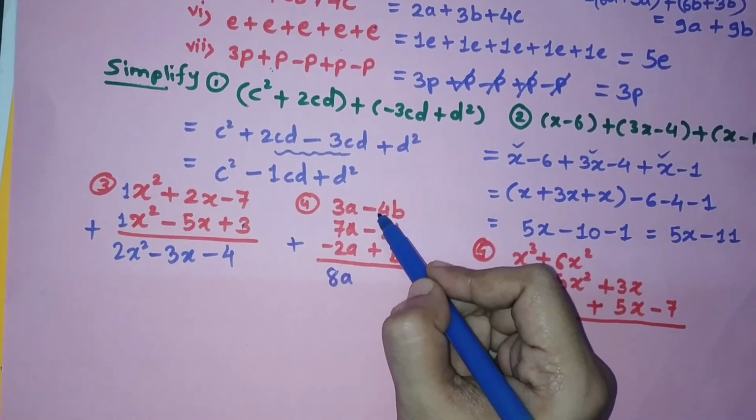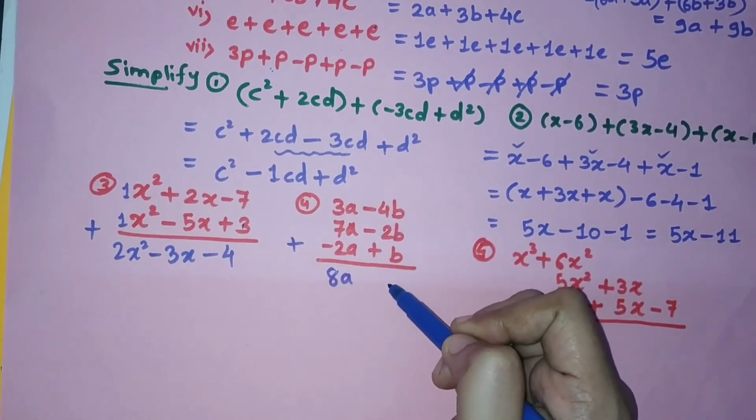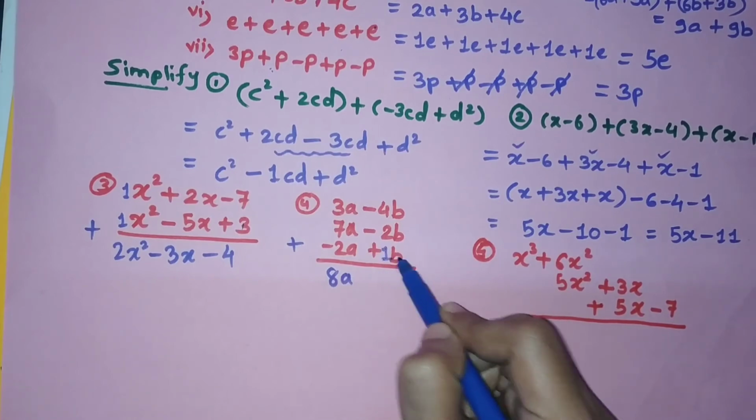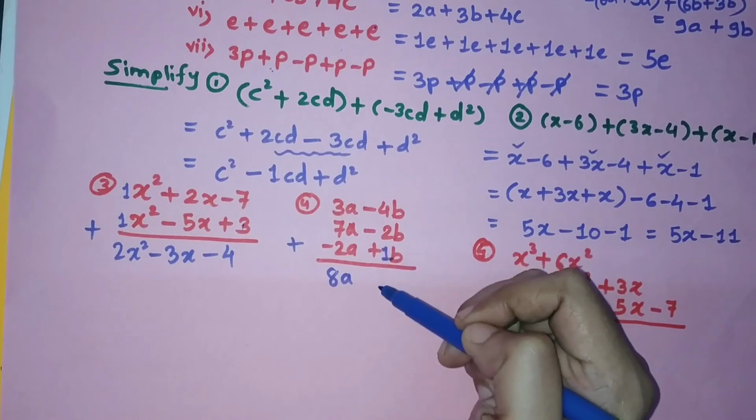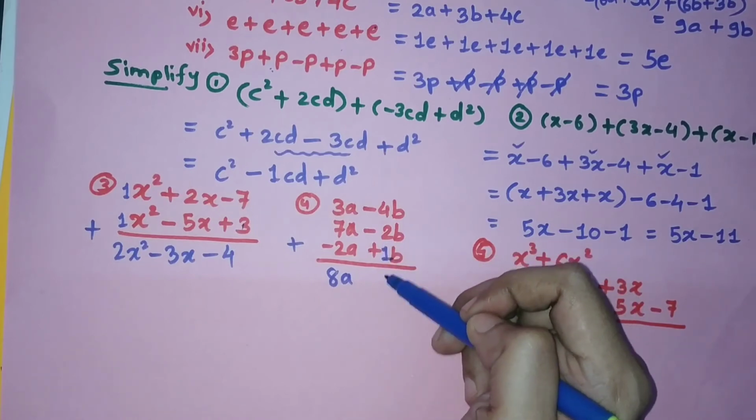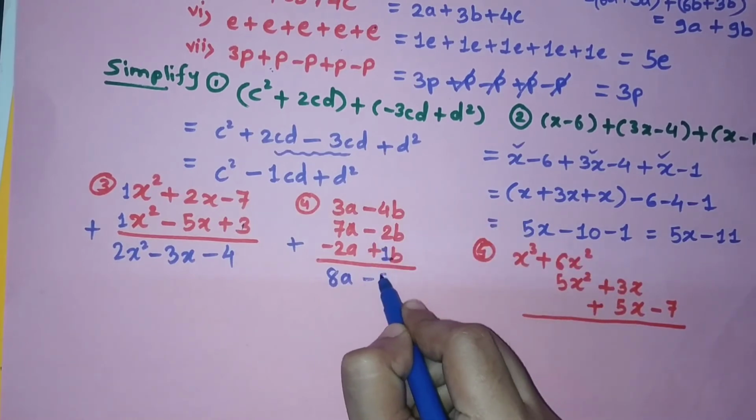Next friends, here minus 4b, minus 2b and plus 1b. Here nothing is written, which means we need to assume it is 1. So minus 4 minus 2 is minus 6. Minus 6 plus 1, that is minus 5b.